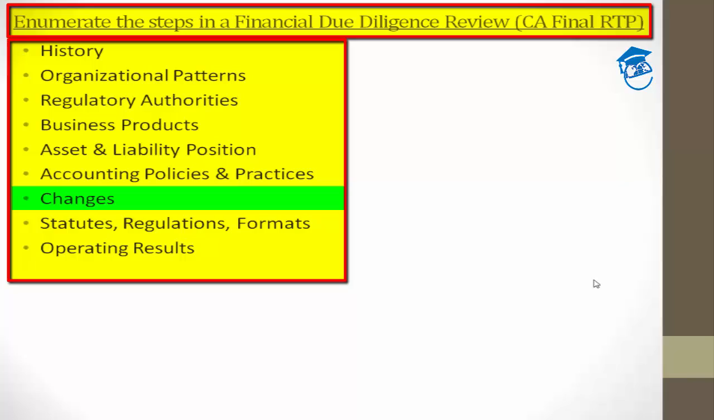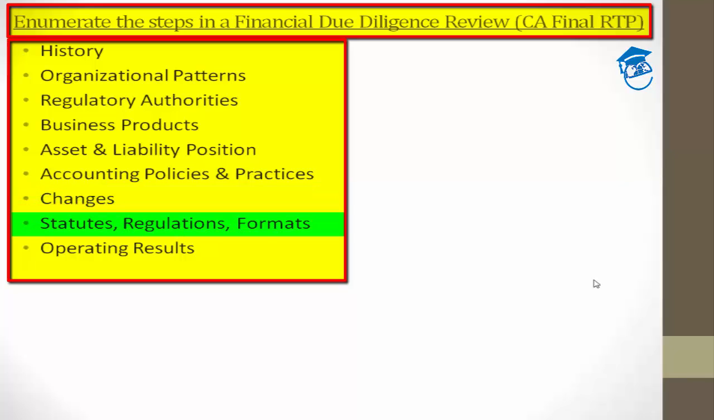Analyze the effect of these changes in the accounting policies and compare it with the acquiring entity's policies. Report clearly if you find any differences. Next, you need to verify the financial statements, whether they are prepared in accordance with the relevant statutes, regulations and formats or not. When there is any deviation, you need to report the same.